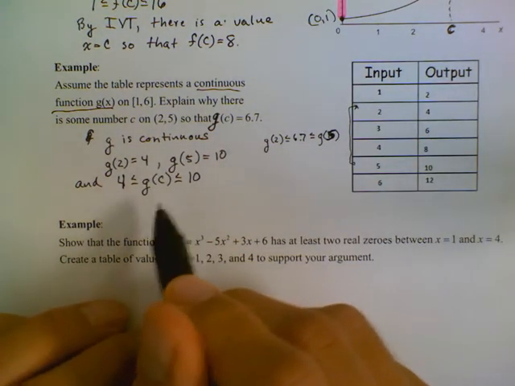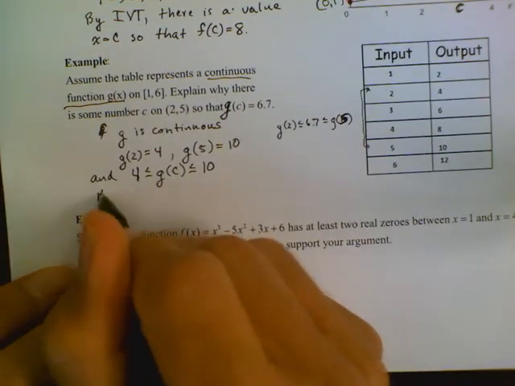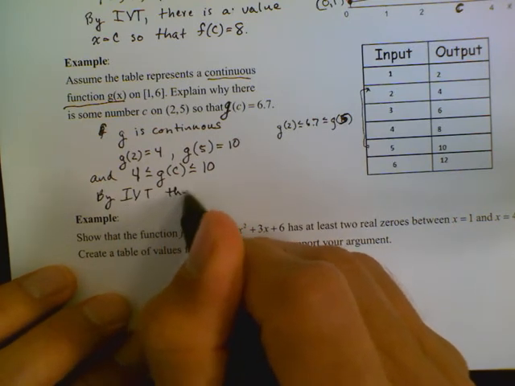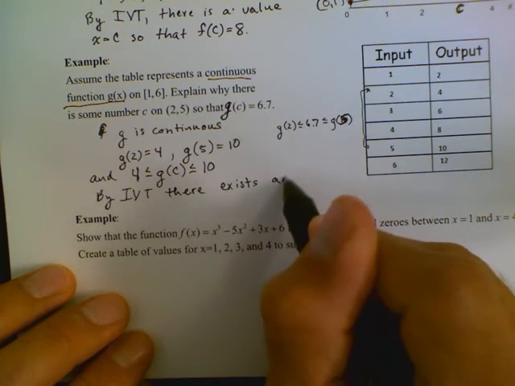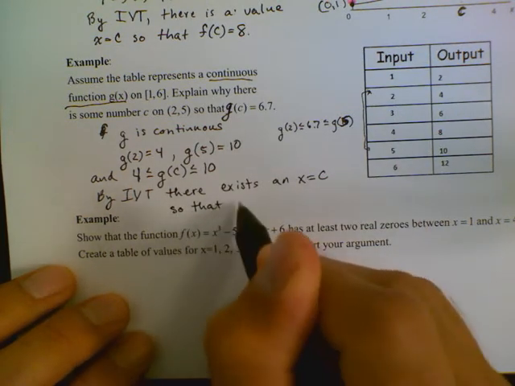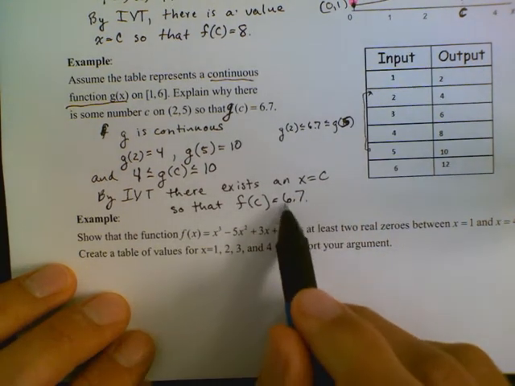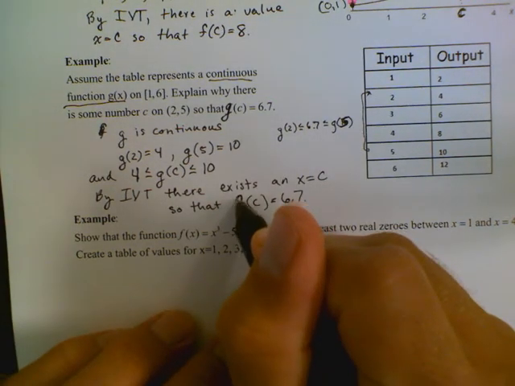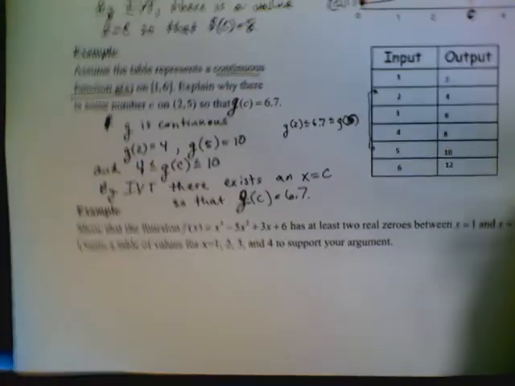All right, so since g of c is between those two, we can say that by IVT there exists an x equals c so that f of c equals 6.7, because 6.7 is between 4 and 10. And again, I used f, and there's no f in this problem. That's g.